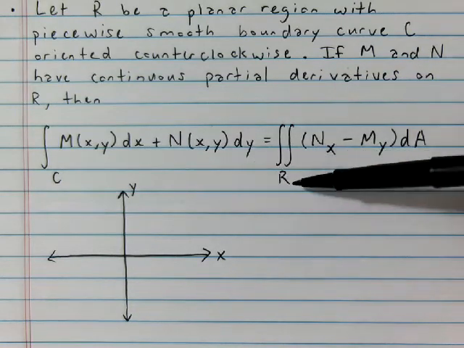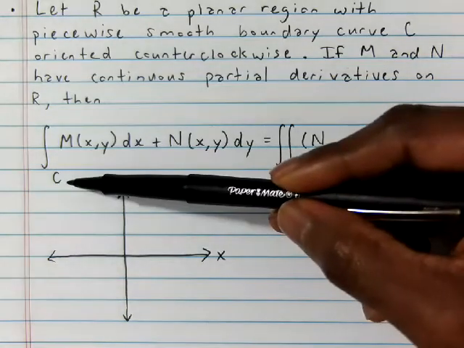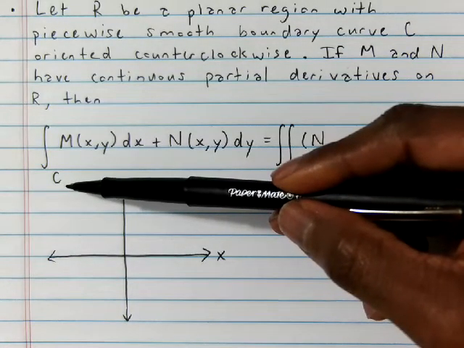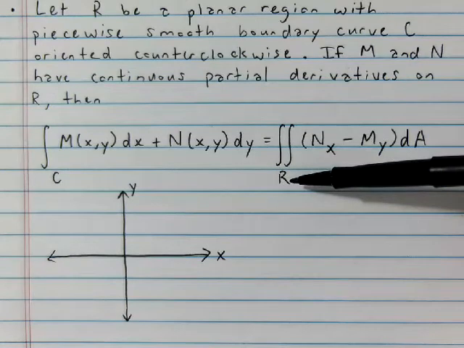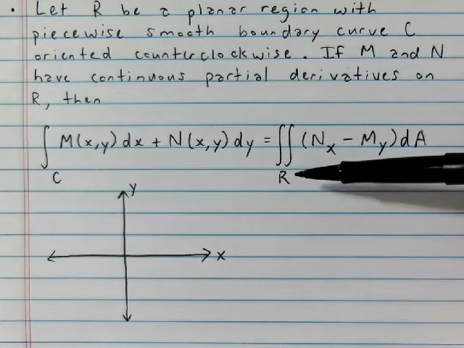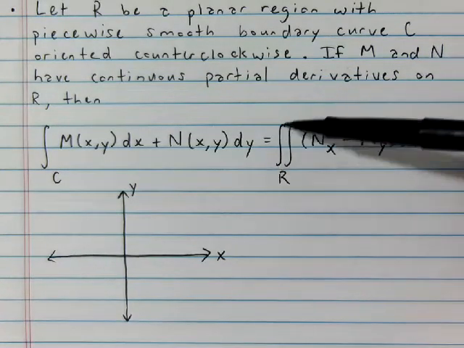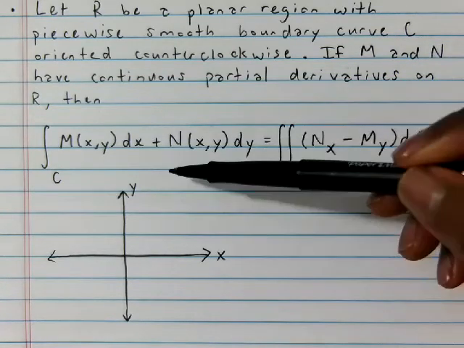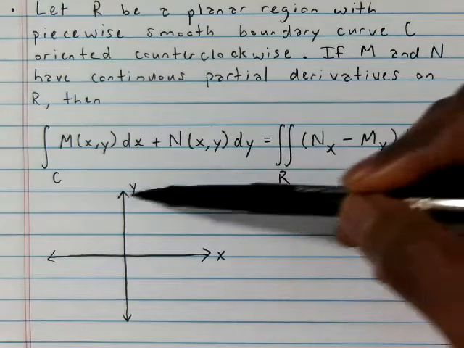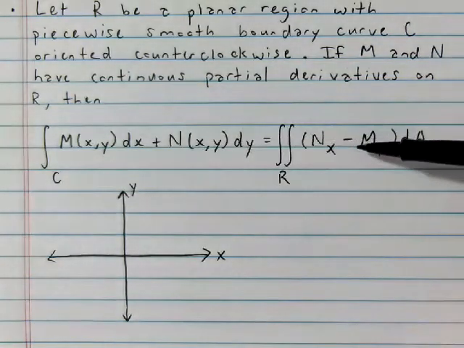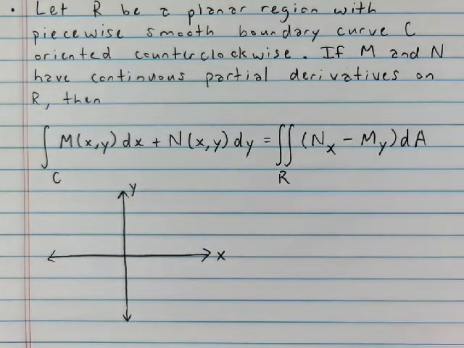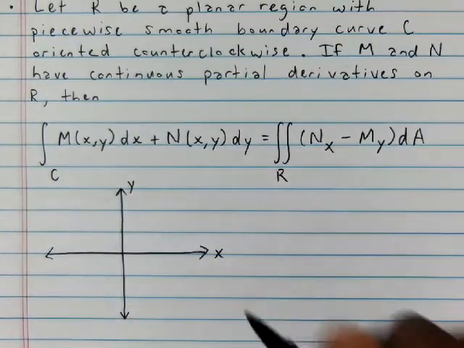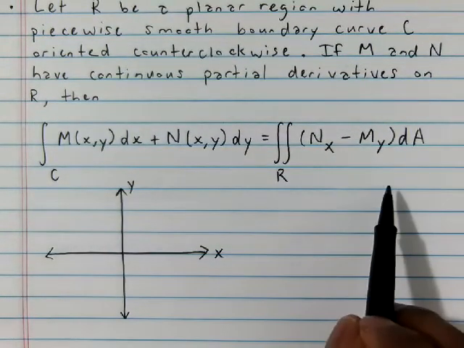So if I give you a region R, some planar region, it naturally has some boundary curve C. If I give you a closed boundary curve C, it naturally has some enclosed region R. So you can use this theorem either way. If you needed to evaluate this integral, but it's easier to do that one, you can do that one. Or if you needed to evaluate this integral, but it's easier to do this one, then you do this one. You do whichever one is the easier of the two. Because we know how to do this, and we certainly know how to do double integrals as well.